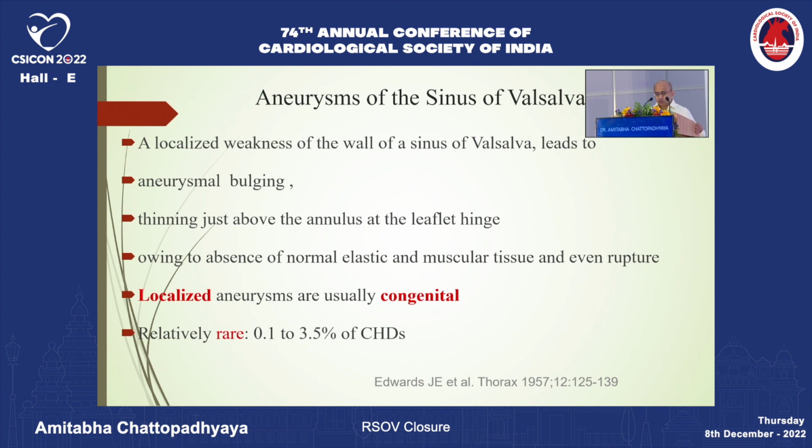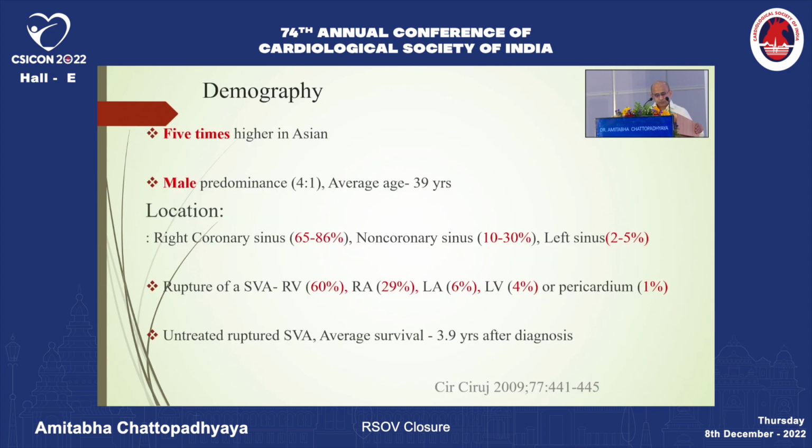Localized aneurysms are usually congenital, so there is a variant which may be congenital and present at a very early age. It is relatively rare, occurring in 0.1 to 3.5% of all congenital heart diseases. Demography: it is 5 times higher in Asians.